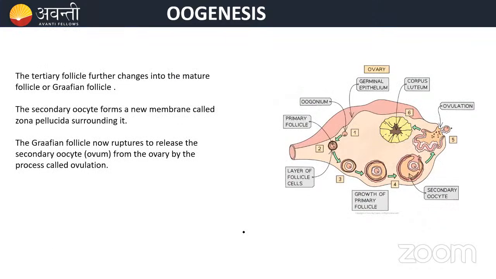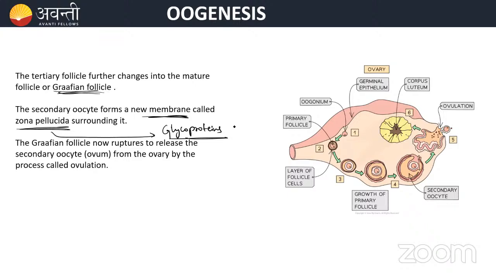Now when this tertiary follicle matures, that means the antrum cavity which is formed in the tertiary follicle increases in size. So the tertiary follicle matures. Now this mature tertiary follicle is known as the Graafian follicle. And the secondary oocyte forms a new membrane which is known as the zona pellucida. And this zona pellucida is made up of glycoproteins. Remember this very, very important point, that the zona pellucida is made up of glycoproteins.